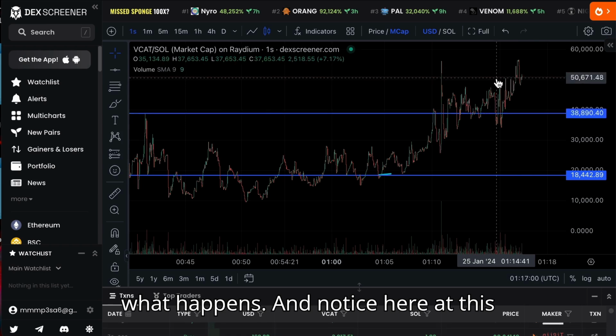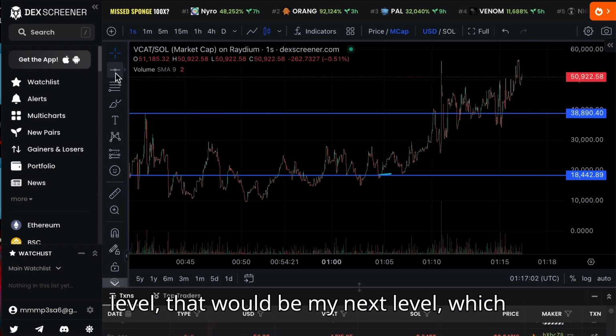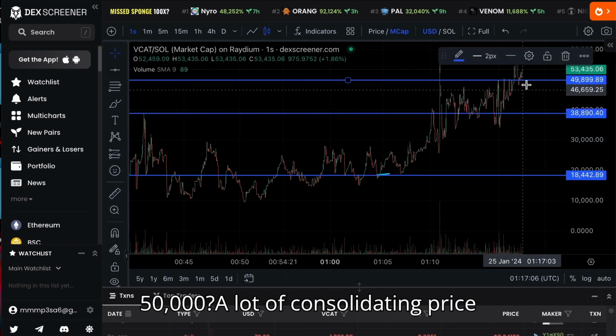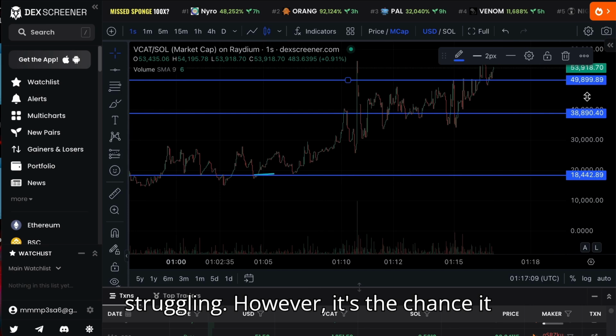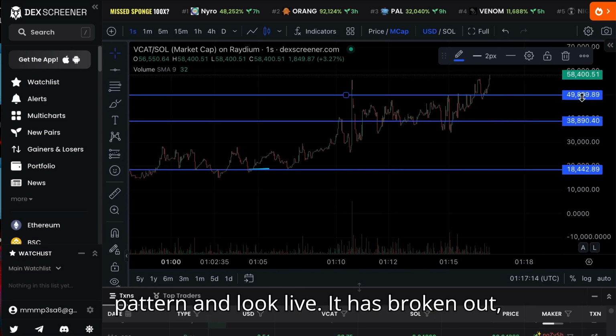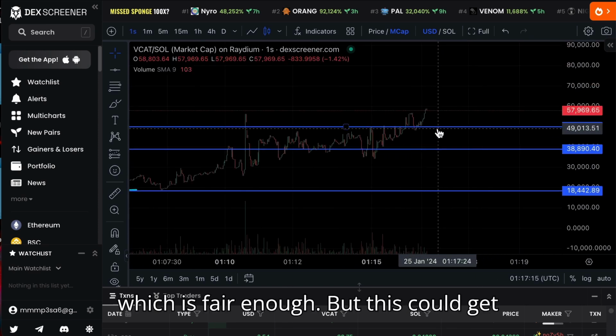And notice here at this level, that would be my next level, which is a round number, 50,000. What are we seeing at 50,000? A lot of consolidating, price struggling. However, there's a chance it could break out again because, again, we're getting that little ascending wedge pattern. And look, live, it has broken out, which is fair enough.